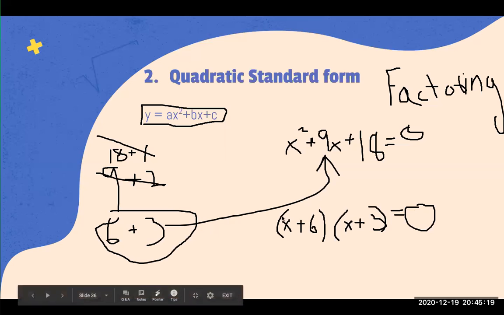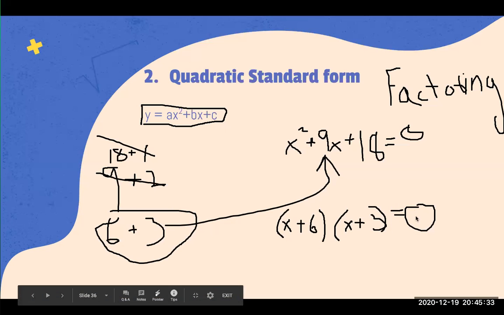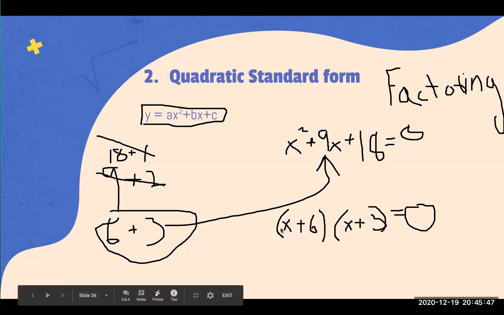So now you have these two, right? Now how do you get the value of x? Since these are being multiplied to each other and they equal 0, one of them or both of them have to equal 0. See this x plus 3 right here? It has to equal 0. Or x plus 6 has to equal 0. Or both of them have to equal 0.